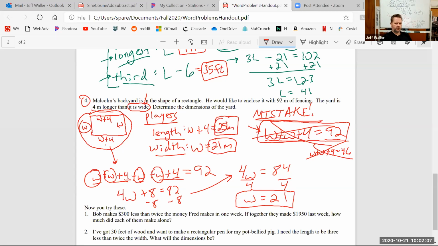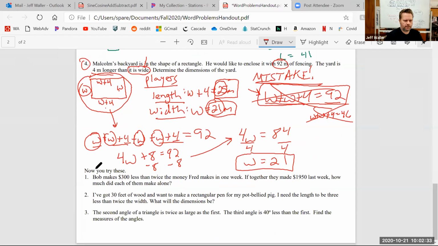So if you take 2 of these and 2 of these, you'll get 92. So it checks. That's the part you should really like, that you can actually make sure it mathematically works at least. But if you get negative answers, obviously, you should just stop and say, what the hell did I just do? Something went wrong. So we'll look at these next time. And if you want to get a head start on those, feel free.